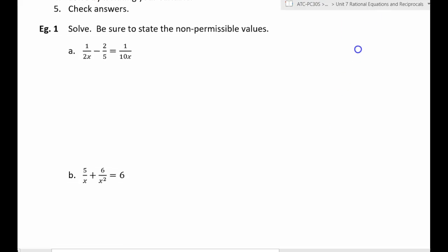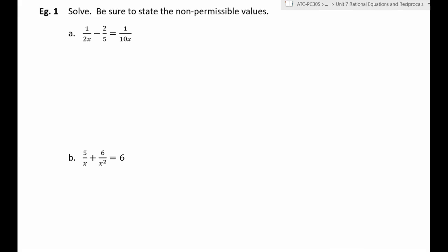So example 1 says, solve, be sure to state your non-permissible values. So step 1 is make sure that the denominators are factored. In this particular example for A, they are. B says state our non-permissible values.